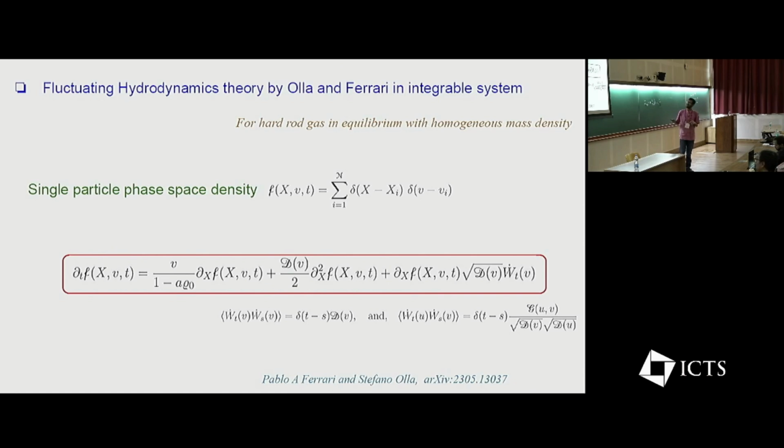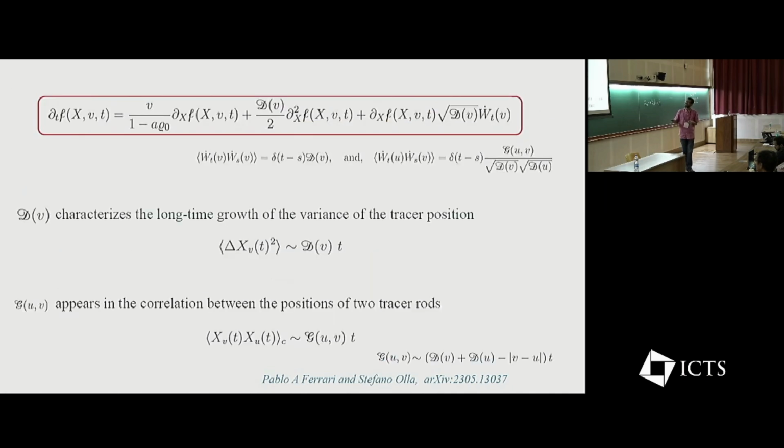For that system, they obtained the fluctuation for the microscopic phase space density, and that evolves like this kind of stochastic partial differential equation, where this diffusion constant is characterized by the variance of the tracer position with velocity v, and this term appears in the correlation between them, and can also be written in terms of this diffusion constant. But this study is based on the homogeneous framework.